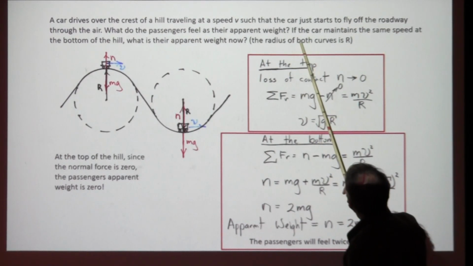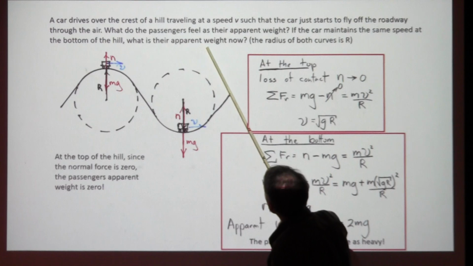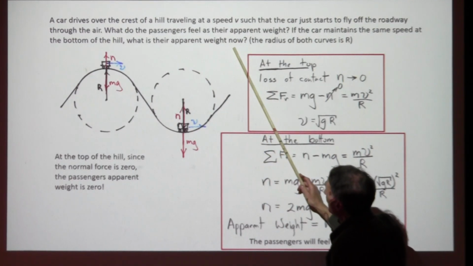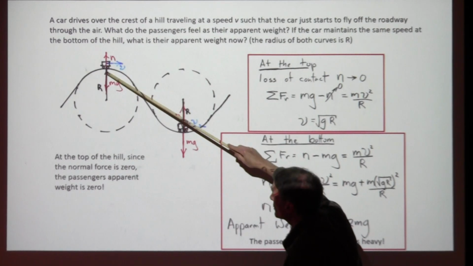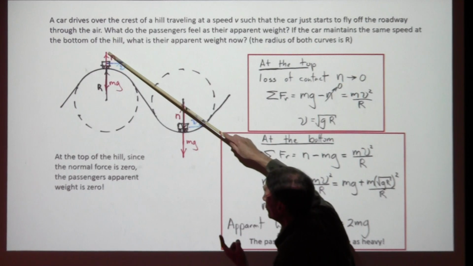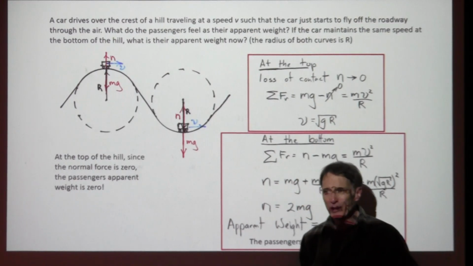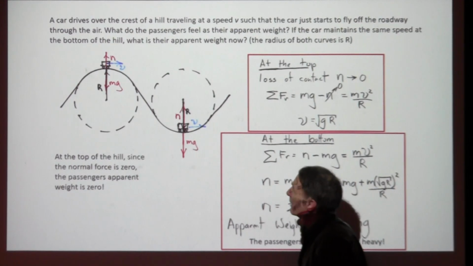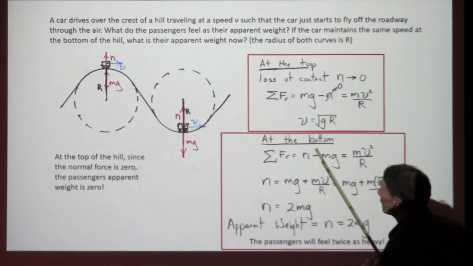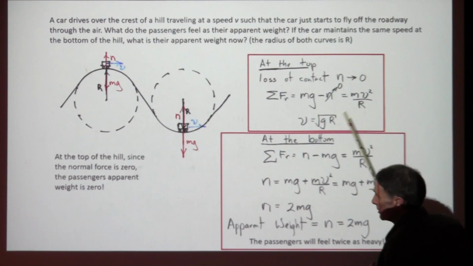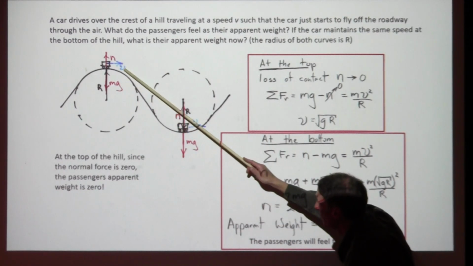Okay, and then if the car maintains the same speed at the bottom of the hill, what is their apparent weight now? Okay, in fact, if you were sitting on the seat here in a car, the normal force, not only on the car but on you, would tend to go to 0. And that's where you're going to feel, particularly in the pit of your stomach, that you start to come off the roadway, in a sense. You're going to feel weightless, is how it often gets described. Normal force is 0. The passenger's apparent weight is 0 up on top.